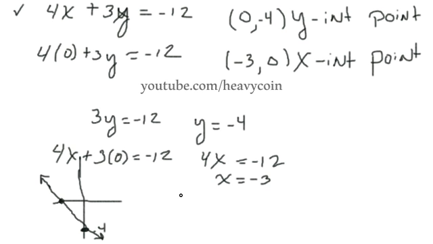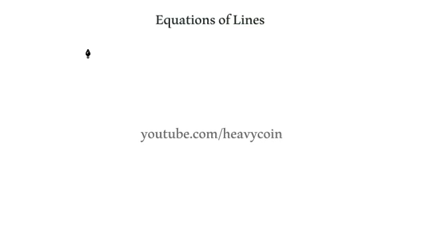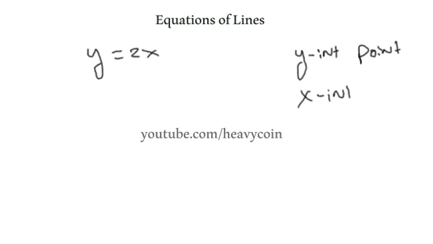Alright, so let's look at another one here. What if we had this, y is equal to 2x, and we wanted to find the y-intercept point, and then the x-intercept point. Okay, so remember, we plug 0 in for x, and so in this particular case, y is 0. But what about the x-intercept?